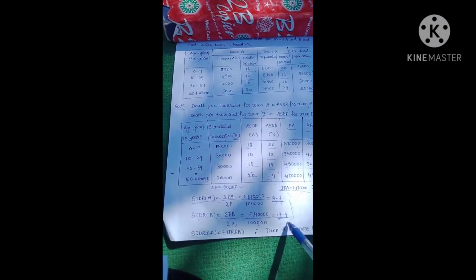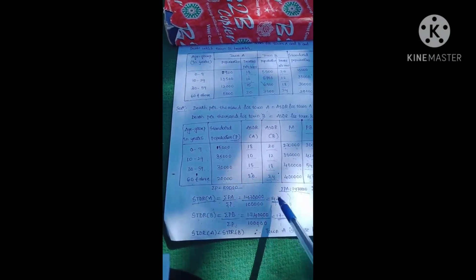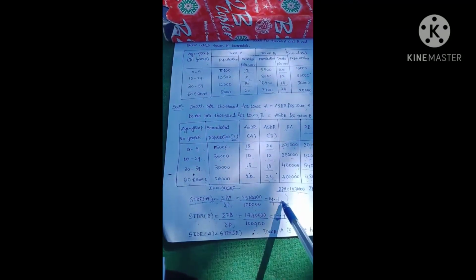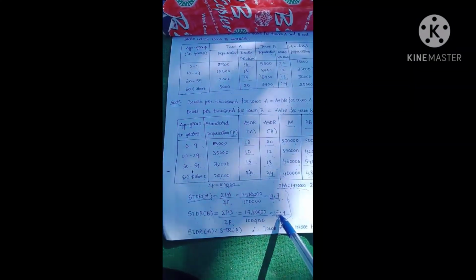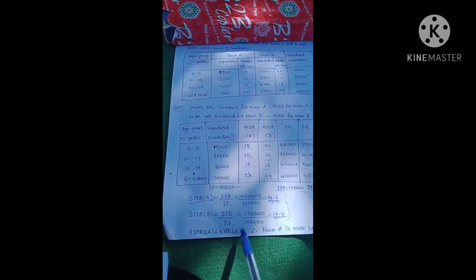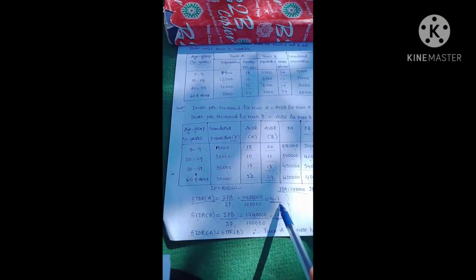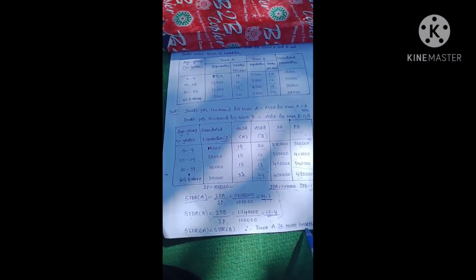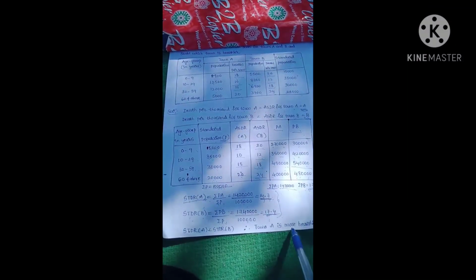Observe these two values. Which one is the minimum here? The STDRA is minimum compared to the STDR of B. It means STDR of A is less than STDR of B. Therefore 14.7 is less than 17.4. That's why town A is healthier. Which is healthier? Town A is healthier.